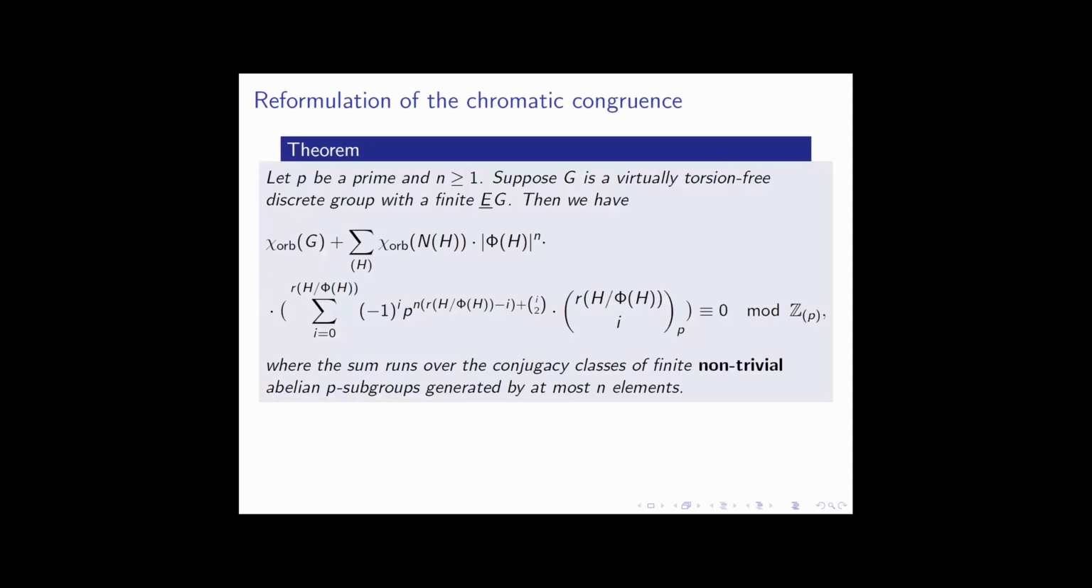The theorem is that we have this congruence. It's the same congruence I was talking about before, but I just made it explicit and got rid of those commuting n-tuples by actually telling you how to calculate them. And you calculate them using this Frattini subgroup, and now the sum is indexed over conjugacy classes of finite non-trivial abelian p-subgroups generated by at most n elements. And this is a way more explicit formula. If you know normalizers, you can directly write out the congruence using this. Okay, that's the thing you get.